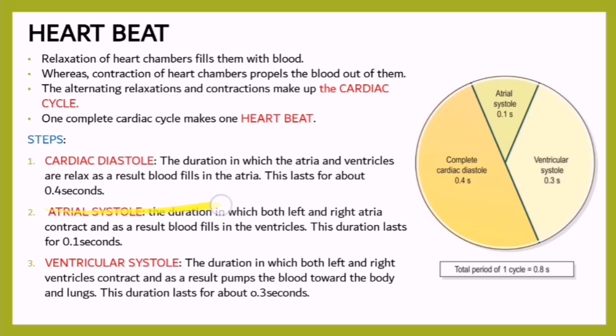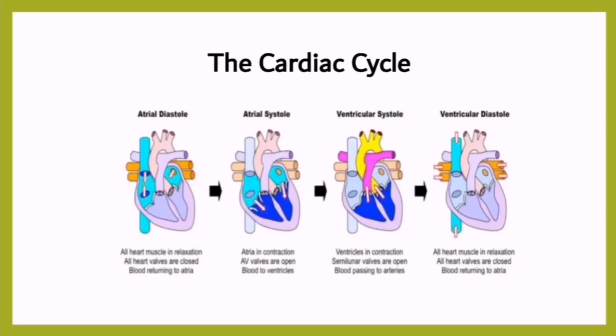The second one is atrial systole, which is the duration in which both left and right atria contract, and as a result blood fills in the ventricles. It lasts for about 0.1 second. The third one is ventricular systole, which is the duration in which both left and right ventricles contract, and as a result pump the blood toward the body and the lungs. This duration lasts for about 0.3 seconds. Now this is a complete picture of the cardiac cycle in which atrial diastole, atrial systole, ventricular systole and ventricular diastole have been shown.